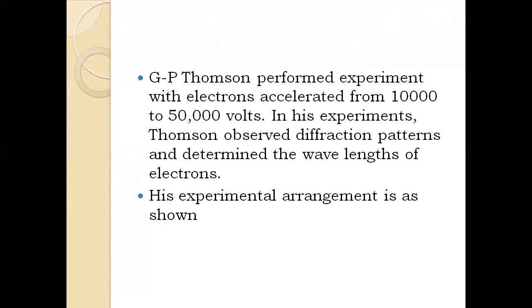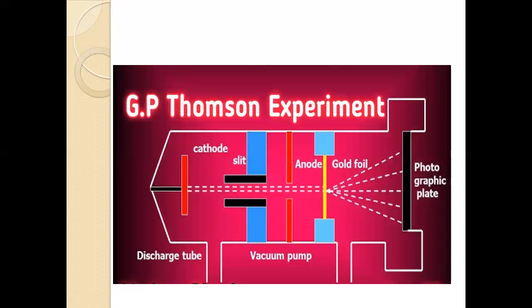Now, in this experiment, the experimental arrangement consists of a discharge tube provided with a cathode, which produces cathode rays. Those rays are made to flow through two slits, and then through an anode, and made to fall on a thin gold foil. The scattered rays from the thin gold foil are collected on a photographic plate. The whole apparatus is provided with a vacuum pump so that electron energy will not be decreased. This is the experimental arrangement. Let us see it in words.